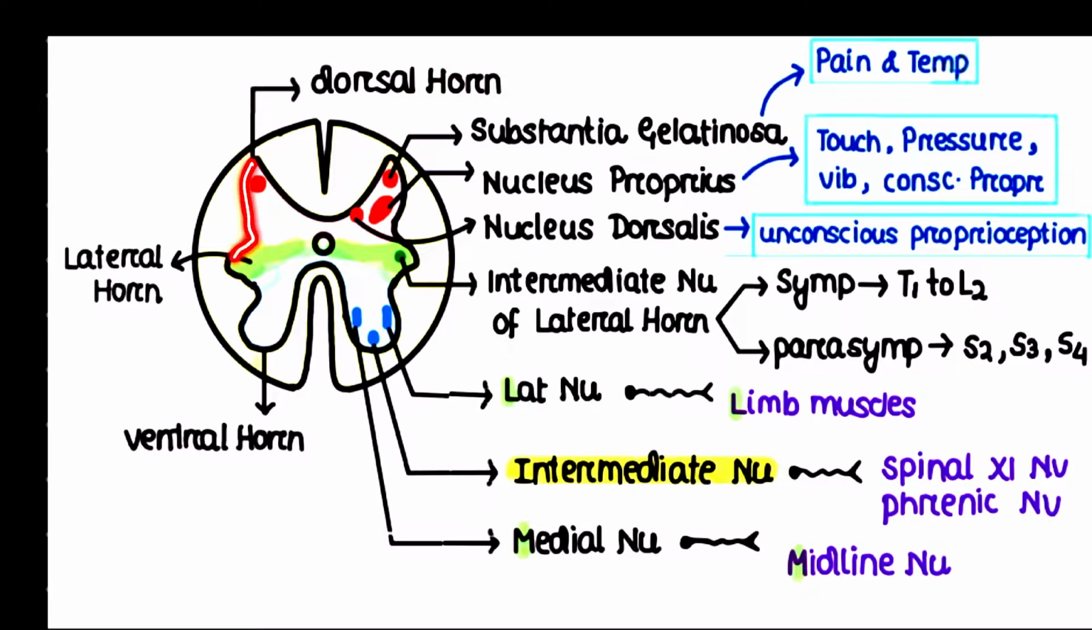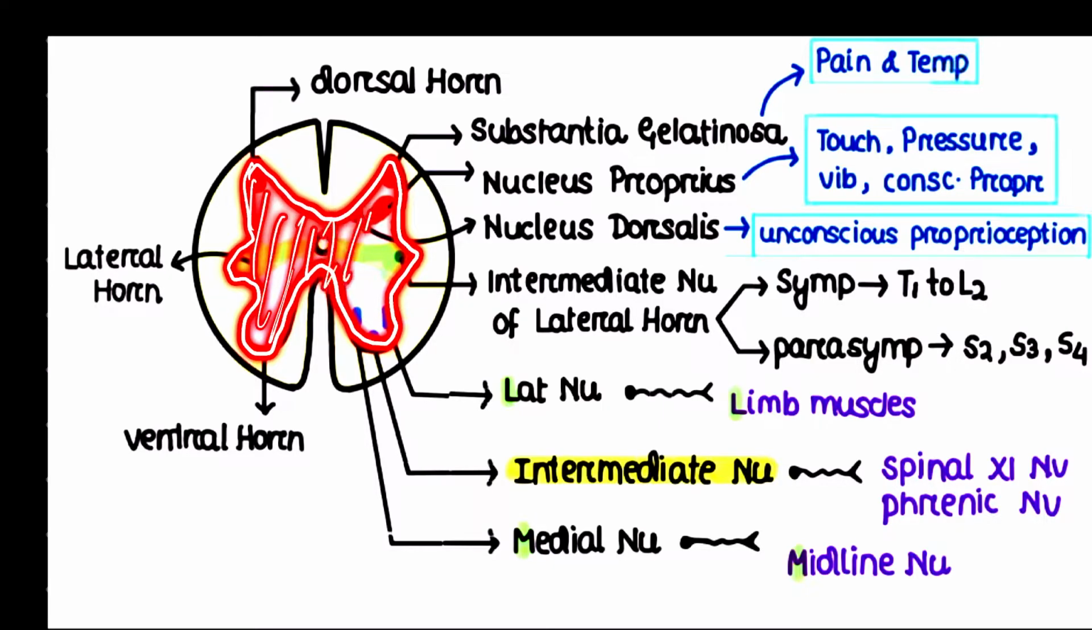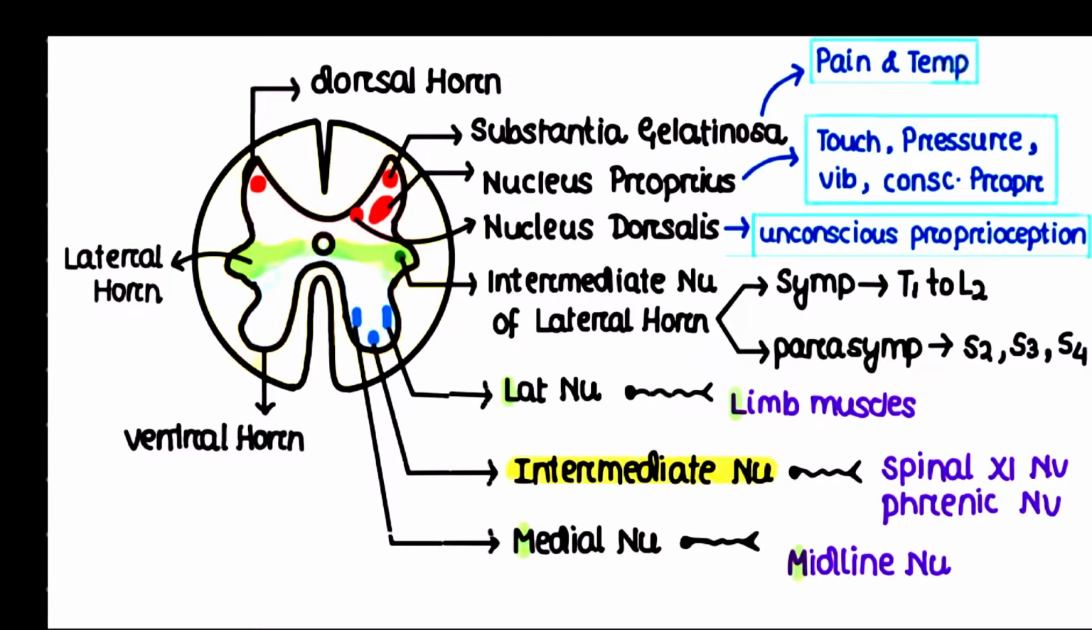And inside, the area within is our gray matter. Why gray matter? Because here we have non-myelinated cell bodies, the collection of cell bodies of neurons. Now we are going to have a detailed study of this area of gray matter.